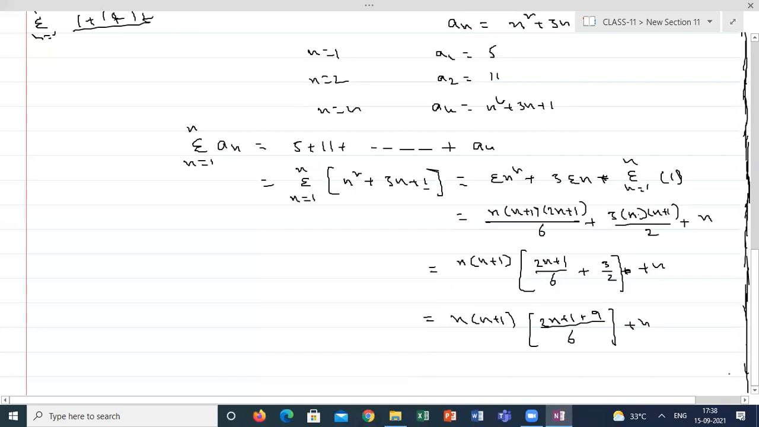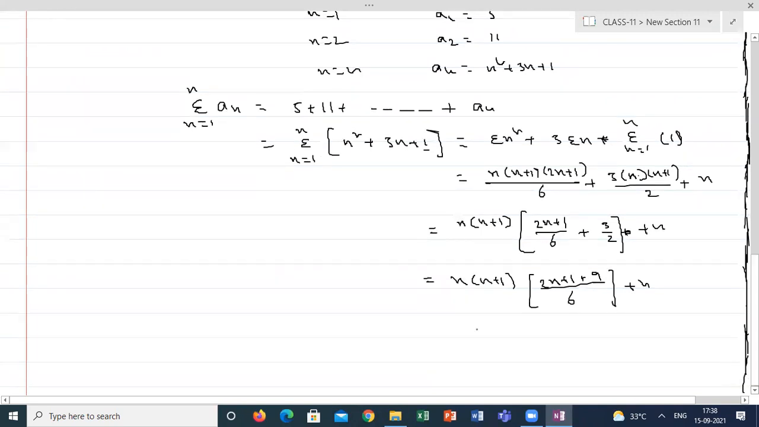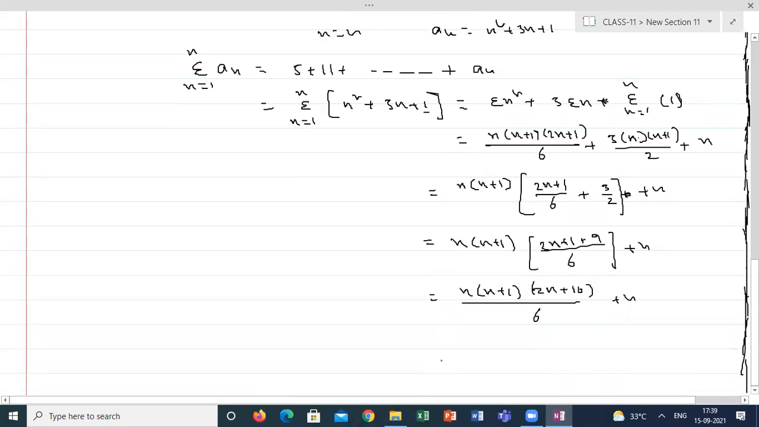So what is the final answer, guys? Anyone can give the final answer? What can I expect as the final answer? n into n plus 1 into 2n plus 10 by 6 plus n. This is n into n plus 1 into n plus 5 I am getting. 1, 2, 3, 3 is 9, 9 plus 1, 10. Somewhere we are missing, guys. n plus 1 into n plus 5 by 3 plus n, 2, 3 times.